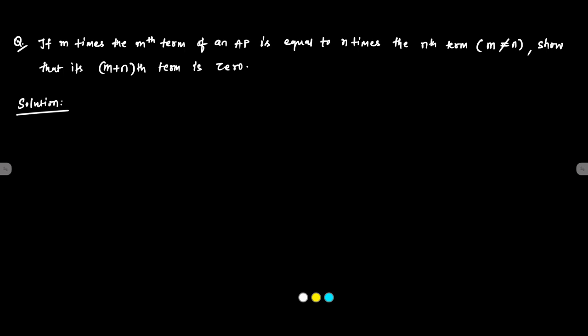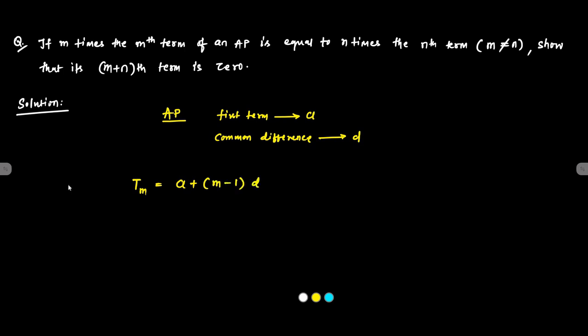Okay, so again, let us say that for the given AP we have the first term equal to A and the common difference equal to D. Okay, so here the mth term Tm will be equal to A plus m minus 1 into D. This is the mth term.